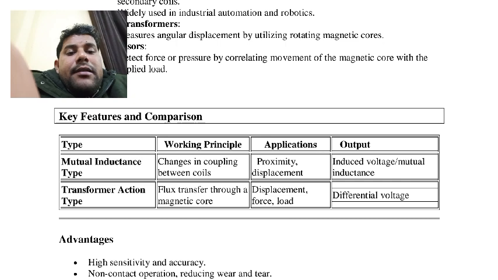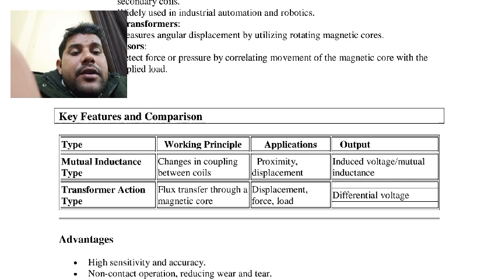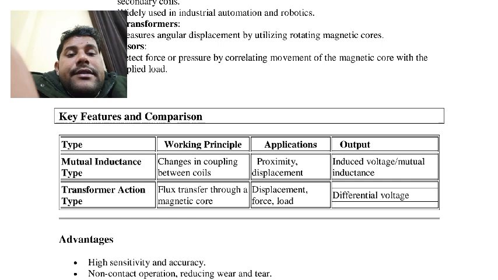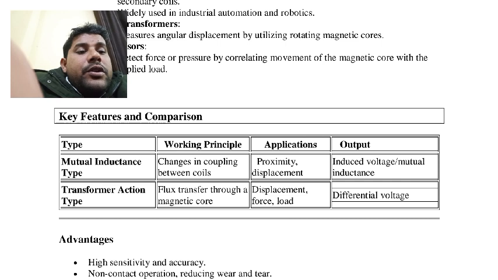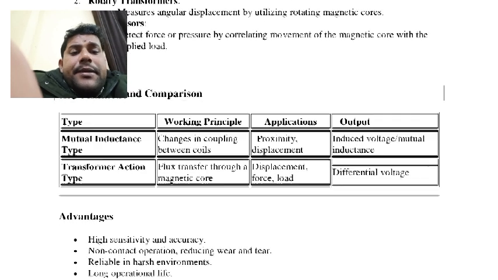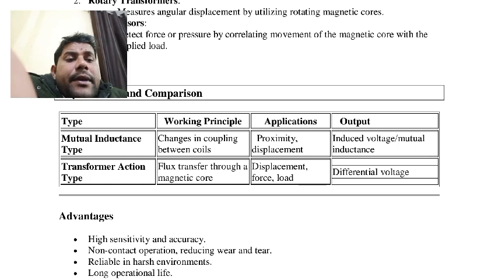So we can compare the mutual inductance type and the transformer action type. First, working principle. The mutual inductance type works on the principle of change in coupling between the coils. The transformer action type works on flux transfer through a magnetic core. The application of the mutual inductance type is proximity and displacement. For output, in the mutual inductance type the output induced voltage depends on mutual inductance and capacitance. In the transformer action type, we calculate only the differential voltages.